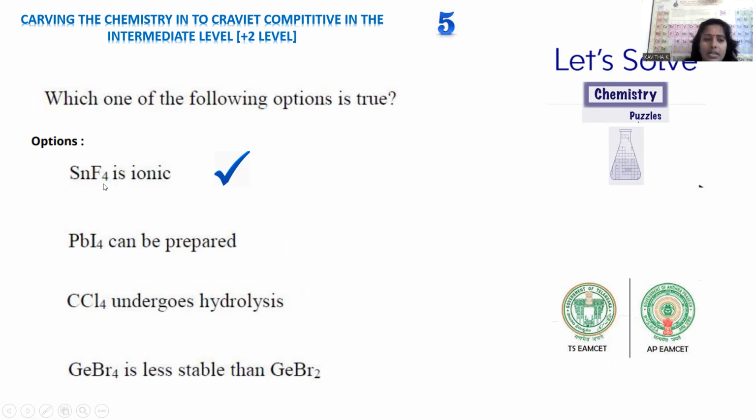Stannic tetrafluoride is ionic. Sn can exist in +2 and +4 oxidation states, and here you can see Sn +4, so we can say stannic. Stannic tetrafluoride is ionic. Lead tetraiodide can be prepared. Carbon tetrachloride undergoes hydrolysis. Germanium tetrabromide is less stable than germanium dibromide. Among all these options, only one will be the correct answer. We have to find out: tin tetrafluoride is ionic. This is the correct answer. Let's see why it is the correct answer.